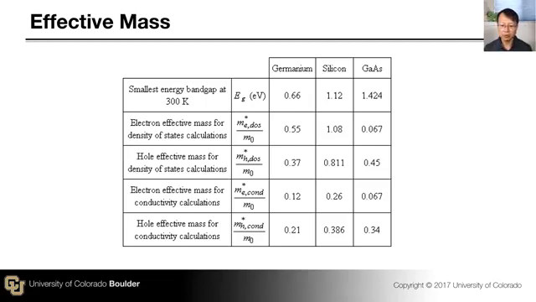And depending on what you're calculating, we use a different method of averaging for these effective masses for different directions. So for density of states calculation, we will discuss this later in detail, we use the harmonic mean of the effective masses for different directions. And for the conductivity calculation, we use a geometric mean of effective masses.